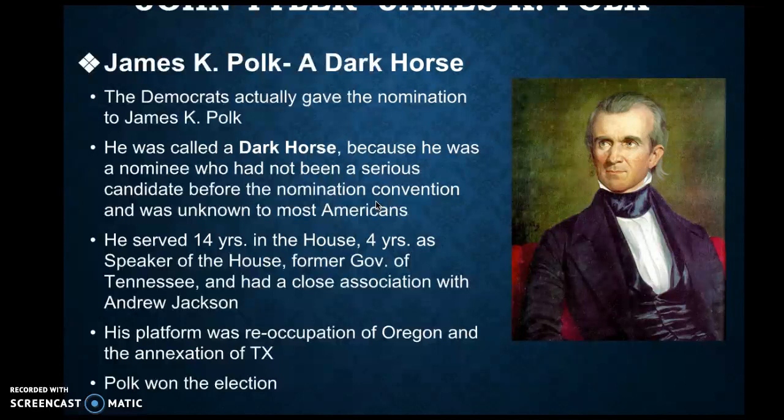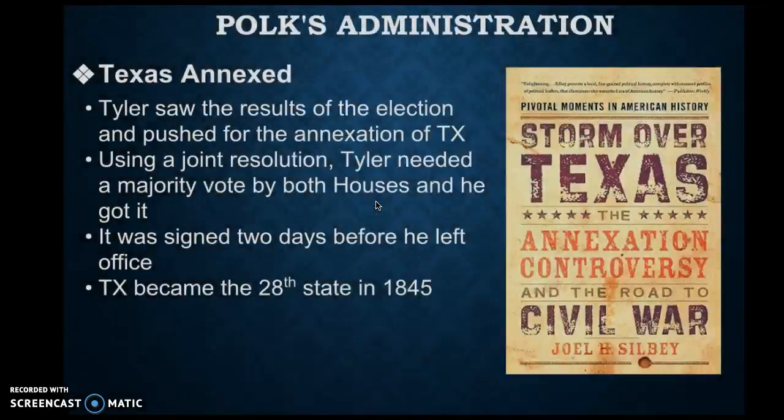Polk wins this election. So John Tyler's out, Polk is in. He's considered the dark horse because no one was really taking him seriously, and he becomes the president. So Tyler is president. He sees the results of the election, and he pushes for this annexation of Texas before his term is up. A lot of presidents will do this. They will do executive orders, or they'll try to push things through right before the end of their presidency. One, because it doesn't matter, because they lost.